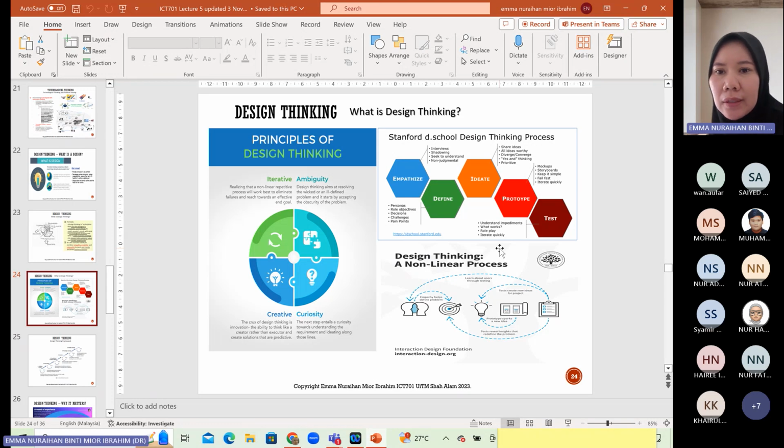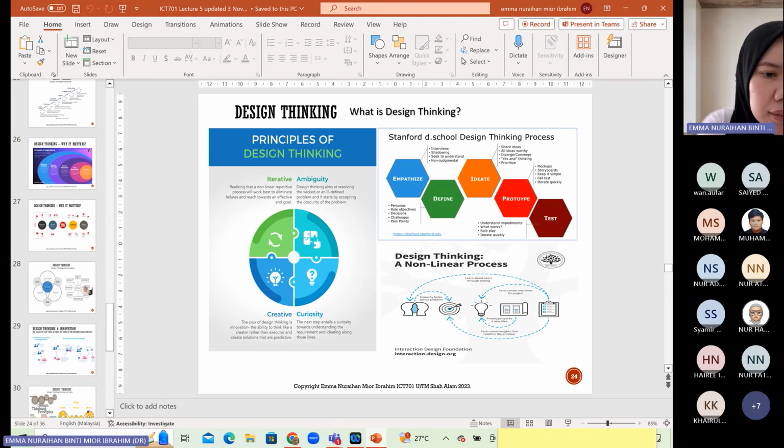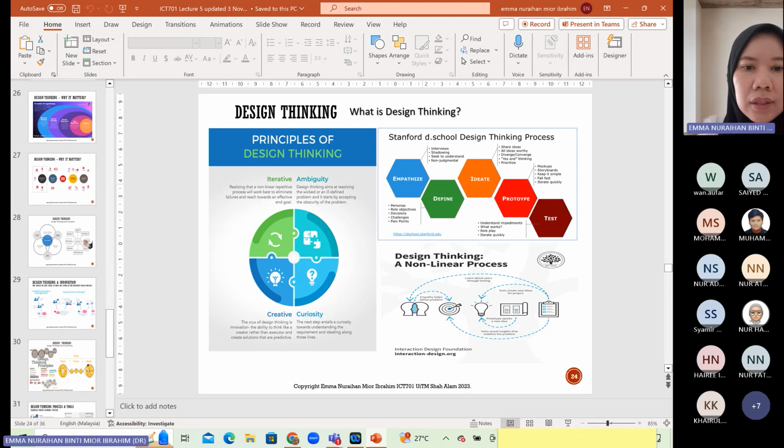So there are the 5 phases. Okay, sama juga macam SDLC, you have phases. Alright, but the focus here is on the empathize, which is more on the user side. So traditional, ya. Kalau tengok sini ya.